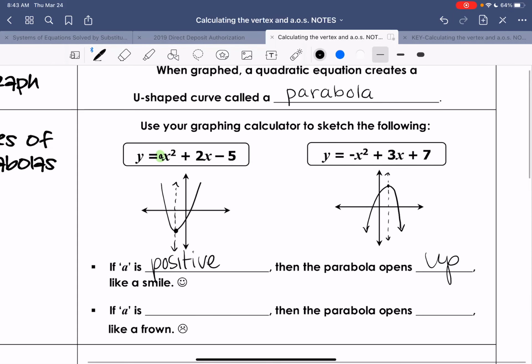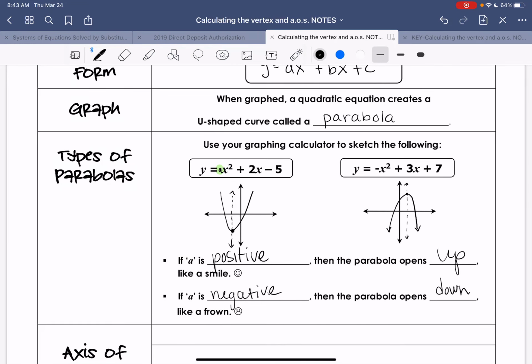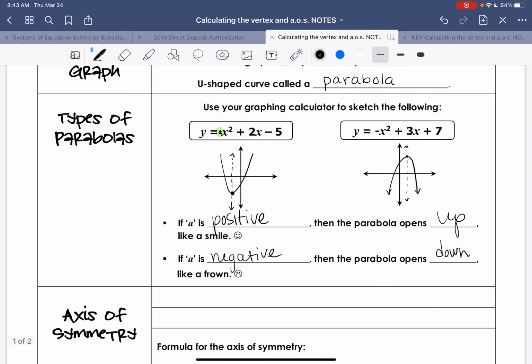So just to fill that in, if A is negative, then the parabola opens down like a frown. Okay, so again, just emphasizing that the green spot there is a placeholder. There's an A there, but in this case, it's just a 1.